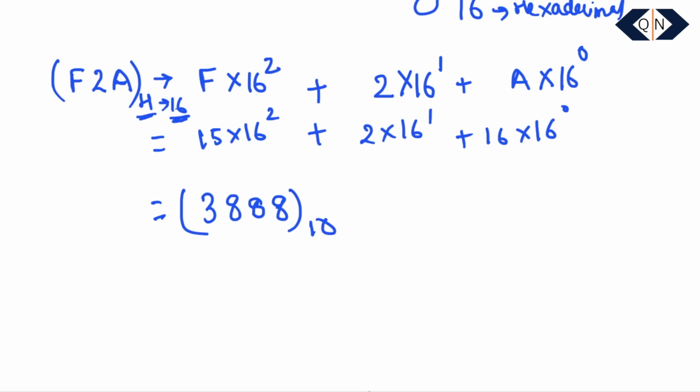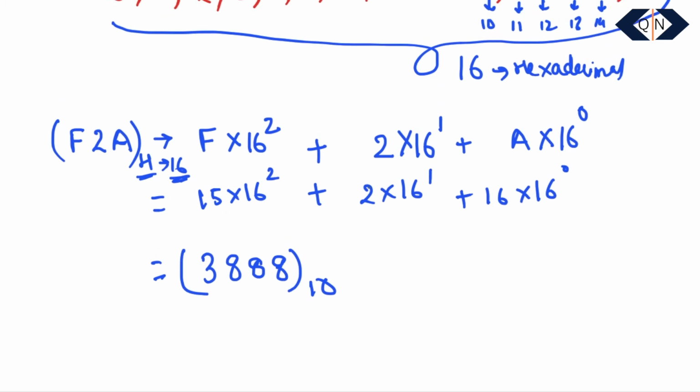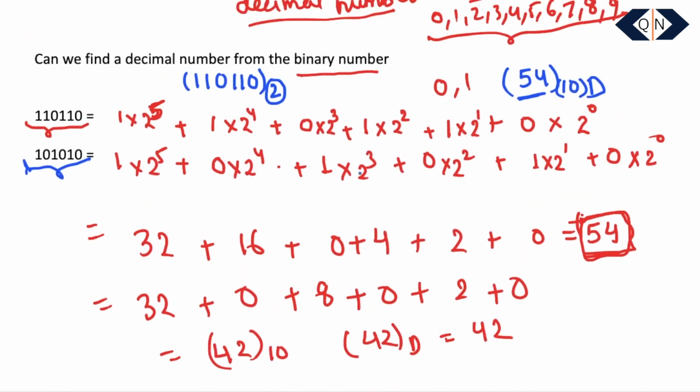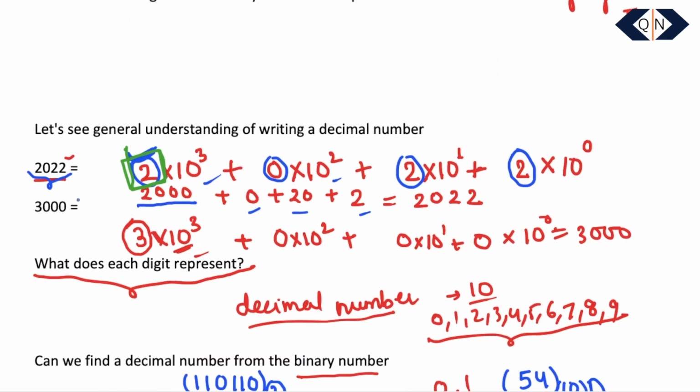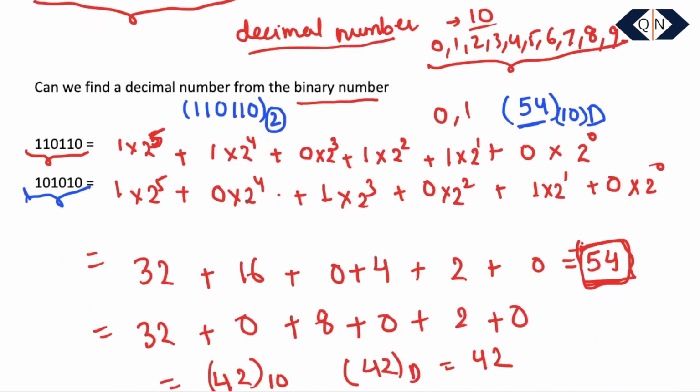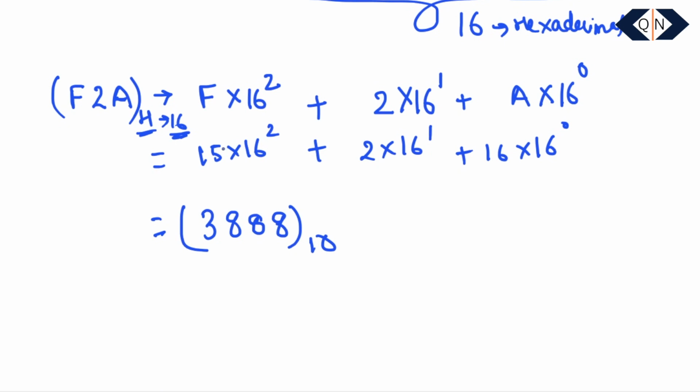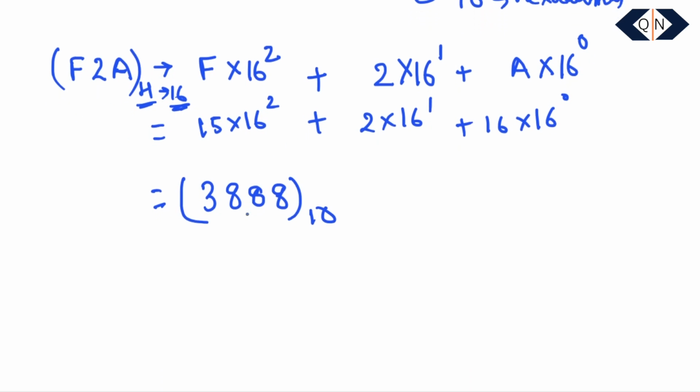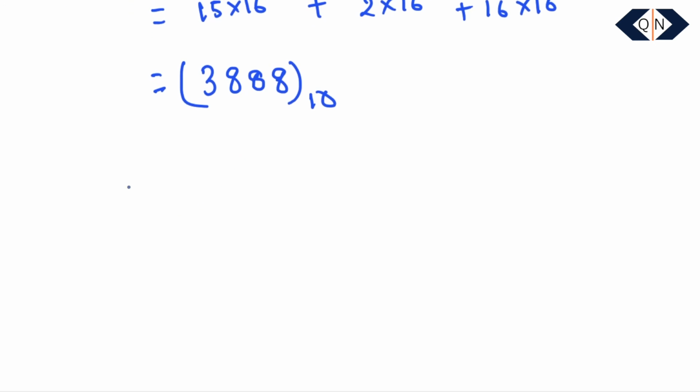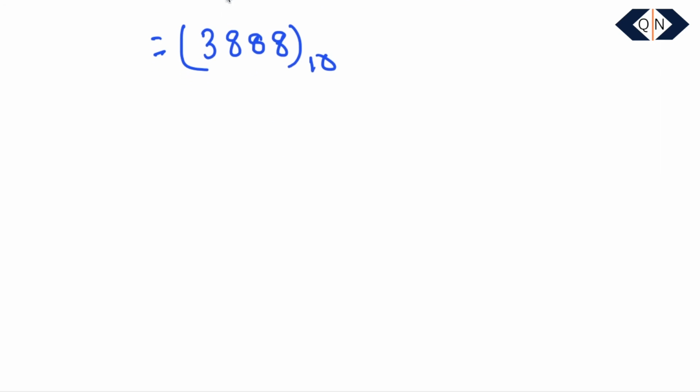Okay. We were talking about the conversion from, we were first talking about decimal to decimal, means no need to convert, only we were understanding how we write. Then we converted binary to decimal. Then we converted hexadecimal to decimal. Can we go and convert decimal to binary?